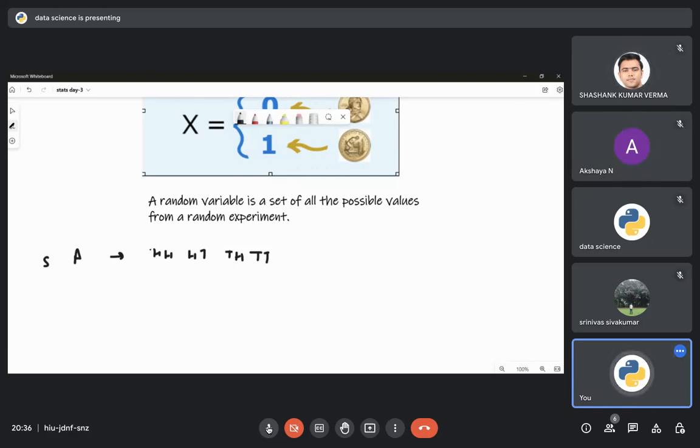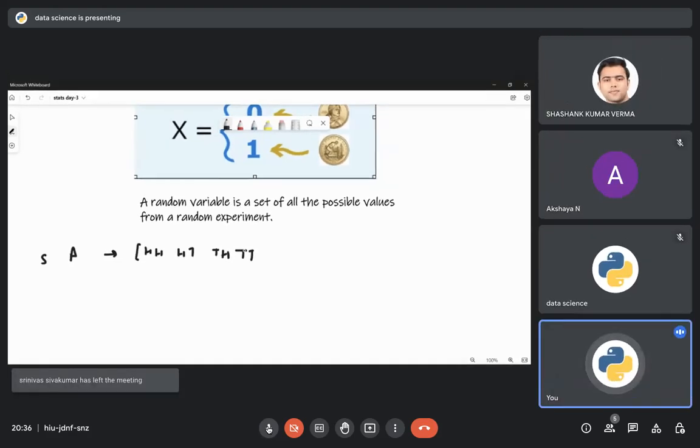No, sir. No. And then this variable is known as the random variable. This variable is known as the random variable. Okay, cool. Now we are good.